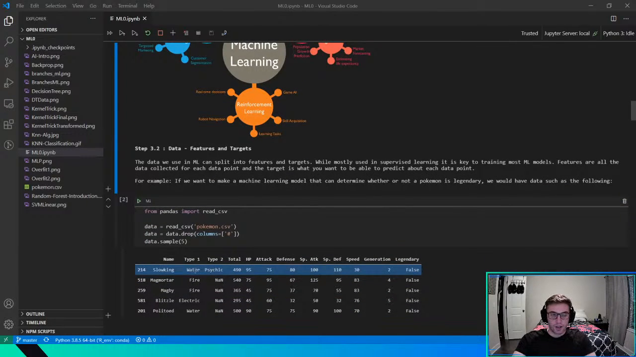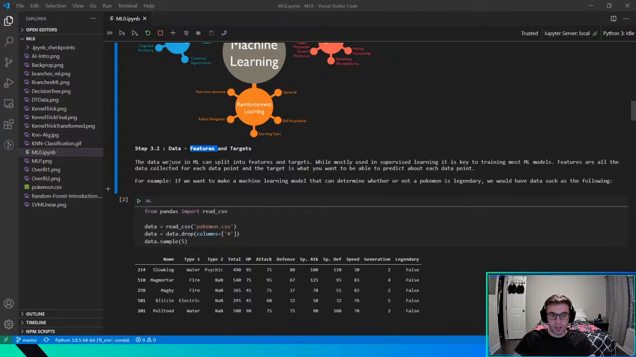Okay, so the next thing is creating our features and targets. We're going to be doing supervised learning, just because that's probably the most common type of machine learning and probably the most useful, or most commonly used. So features are basically our inputs and targets are our outputs. Given certain features, we want to predict our targets. Let me read this.